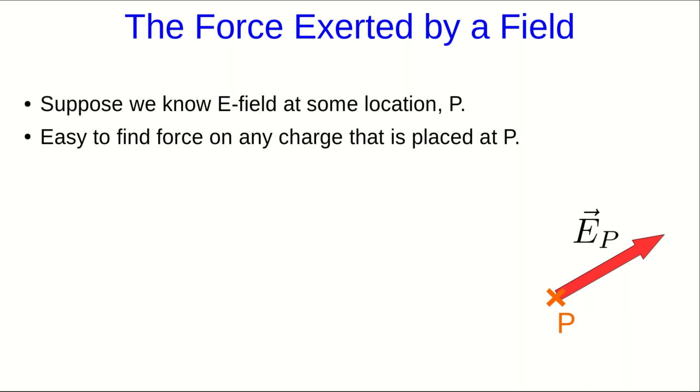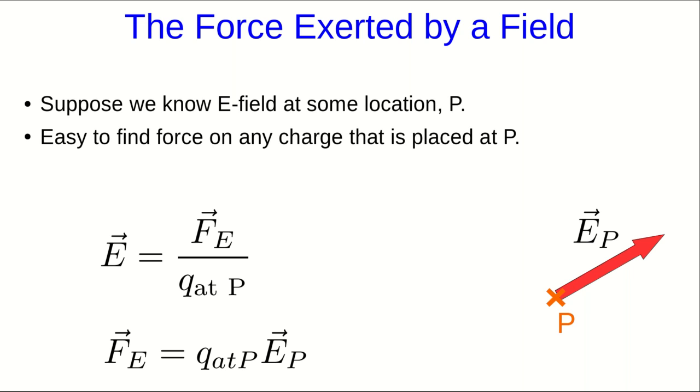Then in this case, it's easy to find the force on any charge that we place at the location P. And again, it just comes from this definition of the E field. Note that it's related to a force on a charge divided by that charge. And that charge is just some charge that has been placed at the point P, which we normally call a probe charge, but we don't need to call it that. But that means that the force on any charge that we place at P can be obtained just by rearranging that. We just multiply the charge by the field.